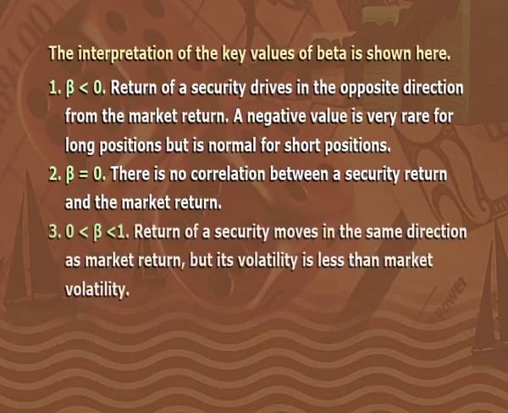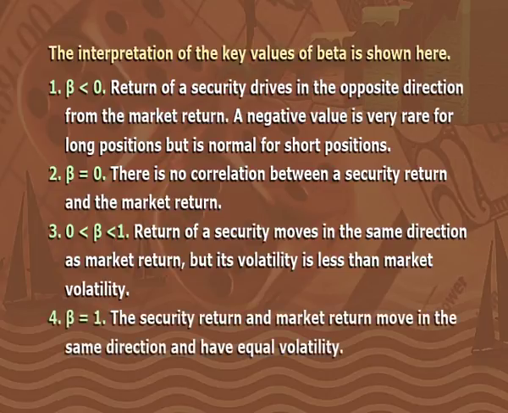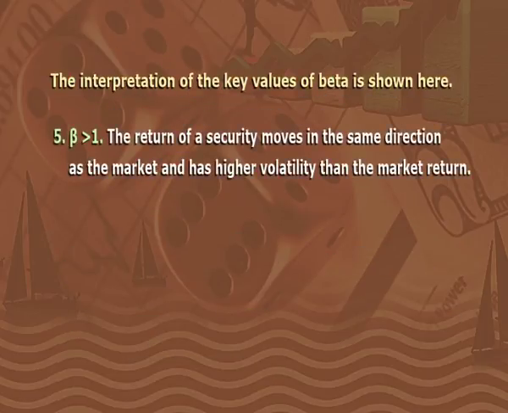If beta is between 0 and 1, return of a security moves in the same direction as the market return, but its volatility is less than market volatility. If beta is equal to 1, the security return and the market return move in the same direction and have equal volatility. If beta is greater than 1, the return of security moves in the same direction as the market and has a higher volatility than the market return.